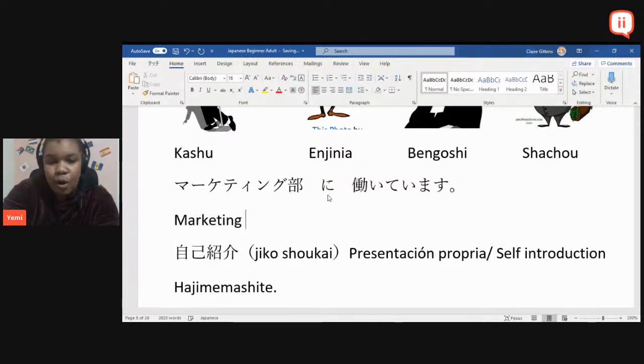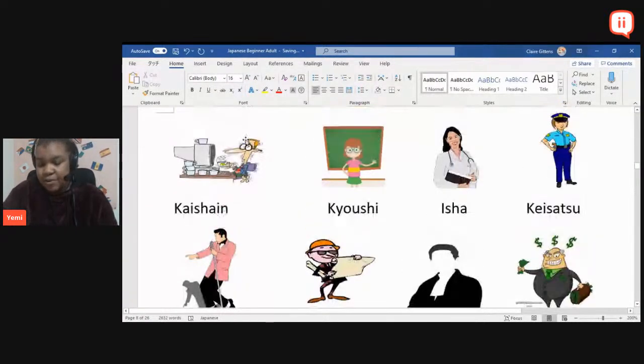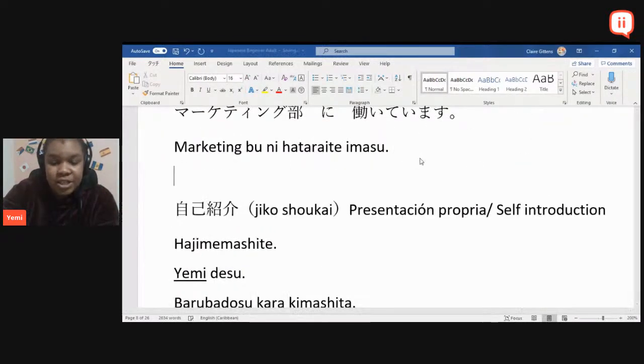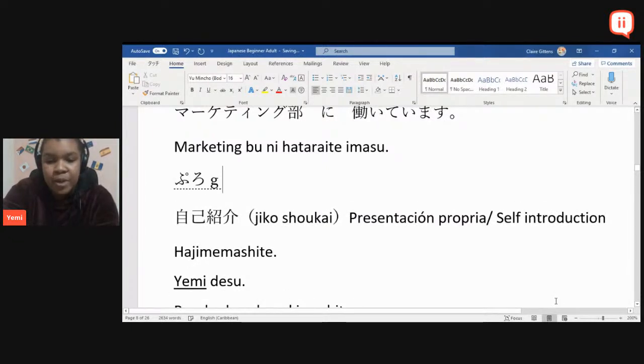Because this would all fall under marketing boot ni hataraitemas. This would all fall under kaishain, generally, okay? Yoakimu says programmer. Okay, that one is also from English. A lot of computer terms or recent type jobs, they just come straight over from English. So just programma, okay? Basically same with a long A on the end.